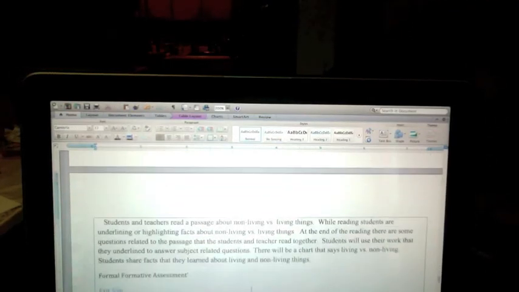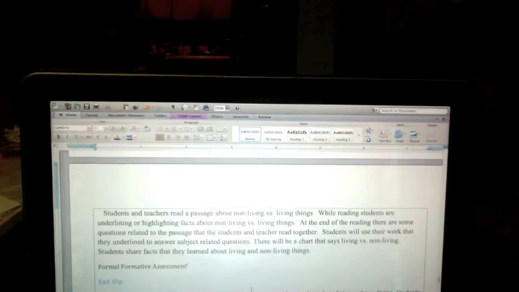My type of assessment would be the exit slip, and based on how they're answering the questions and the charts that we have around the room. So again, we have plenty of ways to assess these students throughout the lesson.